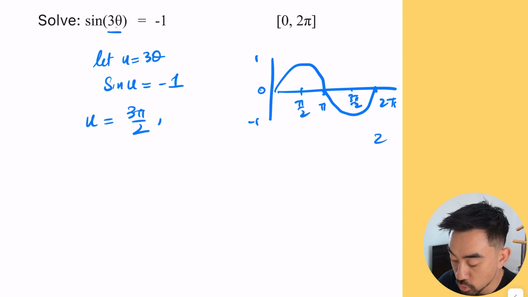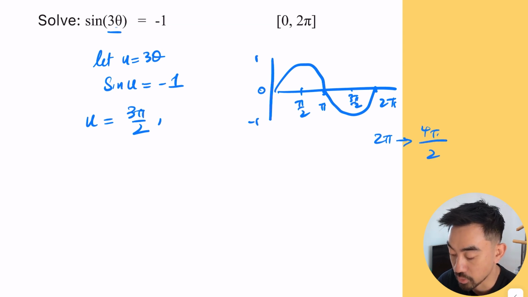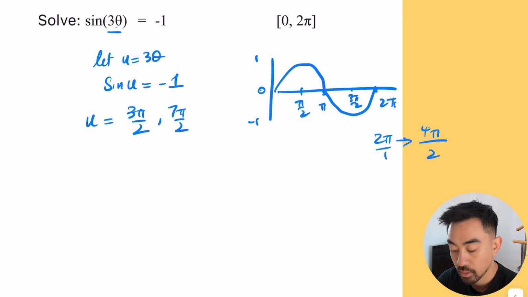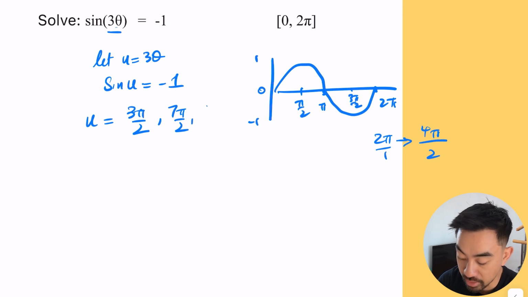So let's figure out what's 2 pi with a denominator of 2. Well, that's going to be 4 pi on 2, isn't it? Okay, because that's over 1. All right, so 3 pi on 2 plus 4 pi on 2, that's 7 pi on 2. We need one more solution, going around 3 times. So add another 4 to 7, that's 11 pi on 2.